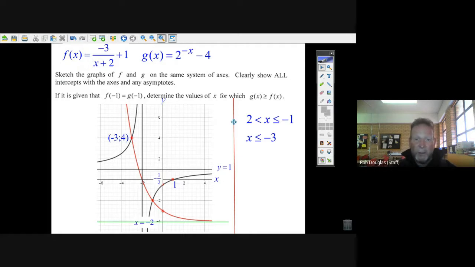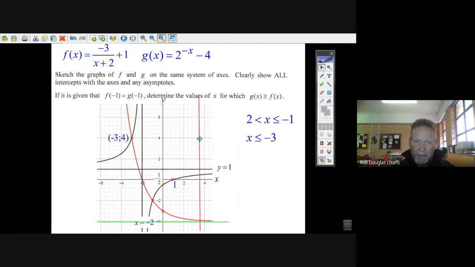Now, the last question. They tell you that if you put -1 into either f or g, you'll get -2 out for y. And -1 and -2 is the point of intersection right there. Well, that's really important for answering the next question, which says, determine the values of x for which g, the exponential function, will be above the hyperbola, which is the black one.